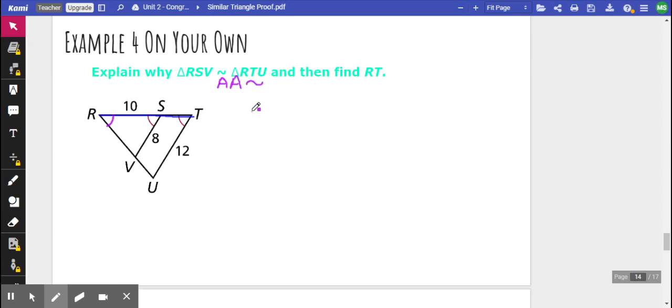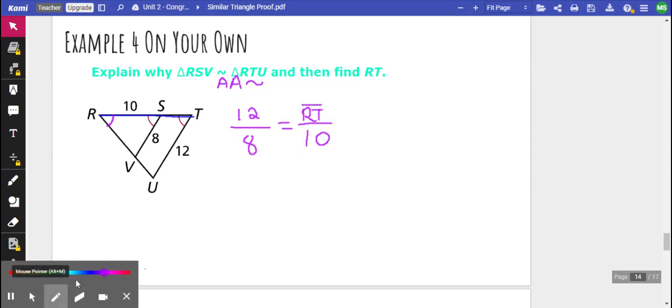So I know that I can set up, in this case, the opposite of what I did before. I'll do the large triangle, this 12 on the bottom, being compared to the small triangle. And I know the small triangle has a side length of 10. We want to figure out the larger length from R to T, so I'll just label it as segment RT.